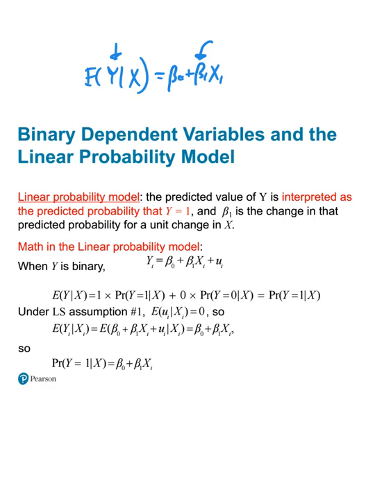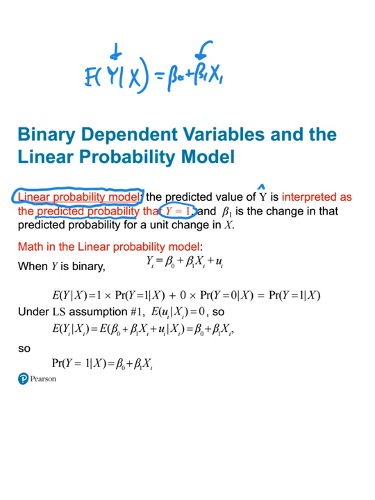Now, that's the case when our dependent variable happens to be continuous. What happens then when our dependent variable happens to be binary? Again, 0 or 1. So we're going to now introduce this idea of what's called a linear probability model. Right, so the general idea here is the predicted value of y, sometimes written as y hat, is going to be interpreted as the predicted probability that y is equal to 1. And beta 1 is the change in that predicted probability for a unit change in x. So we're still playing this game. If x changes by 1 unit, how does our y variable change?